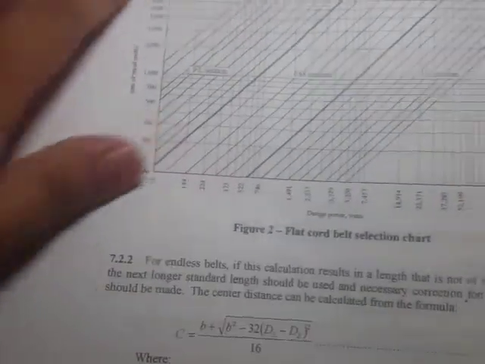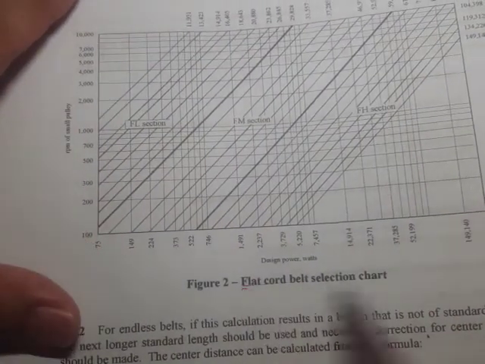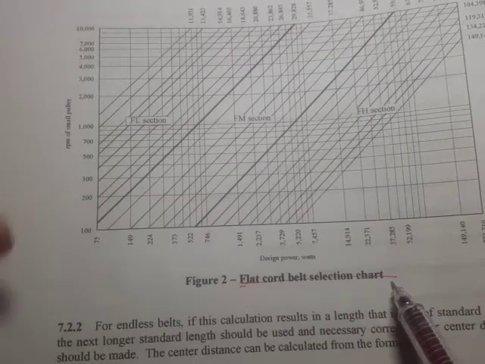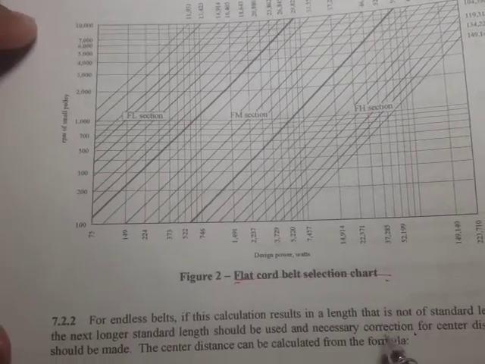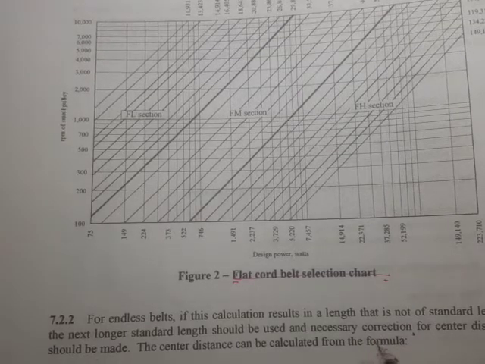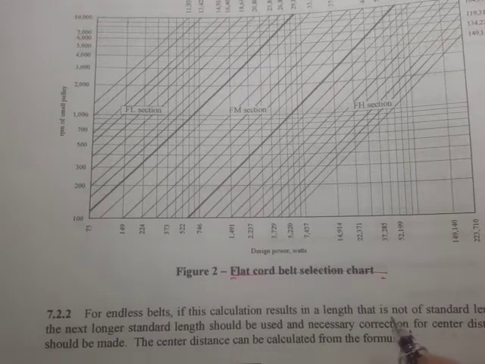Okay, now let's fast forward here to figure number 2. There is a figure right here that says flat cord belt selection chart, and this is something similar to the V-belts, V-belt drives, or V-belt selection charts. How do we know if we have to use the type A, the type B, or type C?